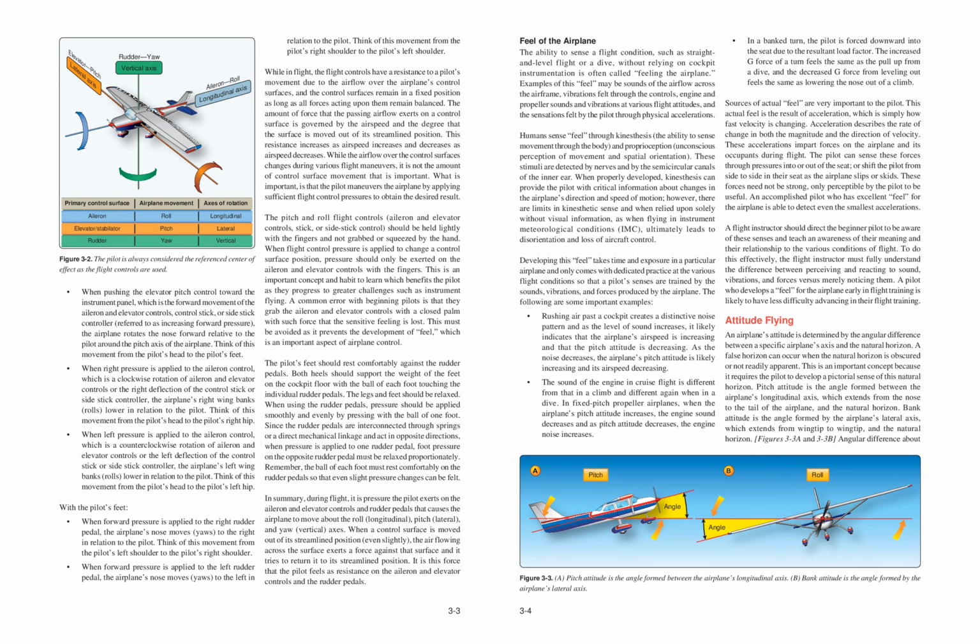Pitch attitude is the angle formed between the airplane's longitudinal axis, which extends from the nose to the tail of the airplane, and the natural horizon. Bank attitude is the angle formed by the airplane's lateral axis, which extends from wingtip to wingtip, and the natural horizon. Figure 3.3: angular difference about a. Pitch, b. Roll. Pitch attitude is the angle formed between the airplane's longitudinal axis. Bank attitude is the angle formed by the airplane's lateral axis.